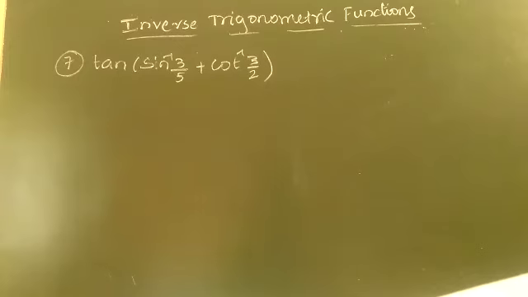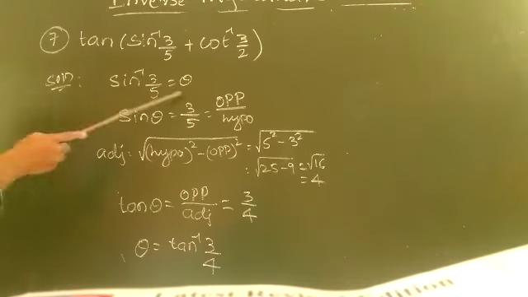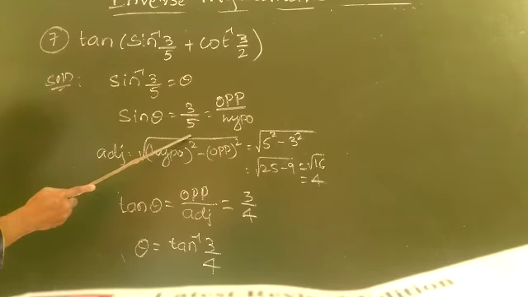That's why sine inverse 3 by 5, the first term in the bracket, we convert in the form of tan inverse. How can we convert, we'll see. First, sine inverse 3 by 5 is considered as theta. Sine theta is equal to 3 by 5. Next, we'll go to tan theta. Sine inverse 3 by 5 is equal to theta. Transfer sine inverse to this side, that becomes sine theta is equal to 3 by 5.